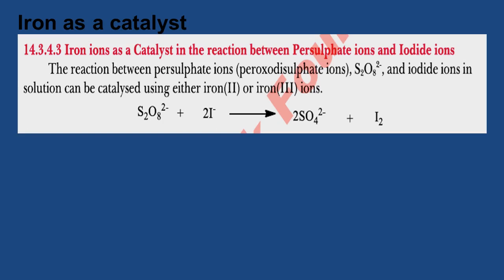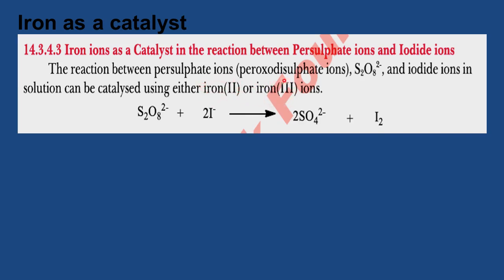Students, another example in which iron acts as a catalyst is the reaction between persulfate ions and iodide ions. The persulfate ions, which are also called peroxodisulfate ions, S2O8 2-, when they react with iodide ions in the solution, the reaction is catalyzed by either iron(II) ions, meaning ferrous ions, Fe2+, or iron(III) ions, which is Fe3+. These two ions can also be written in this form.